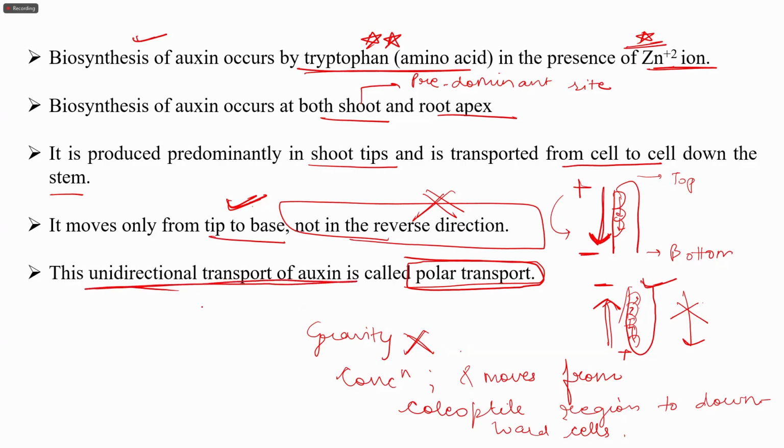So this is important, that the transportation of auxin is not affected by the presence of gravity. It is not under the effect of gravity, but it is a unidirectional transport that happens from cells present on the tip to the base. The cells which are present in the tip region, the auxin moves downwards to the base region. Right?